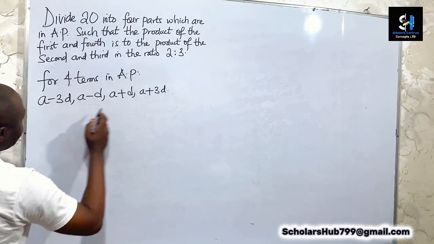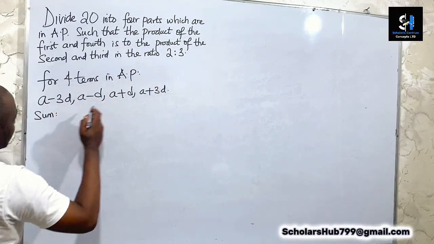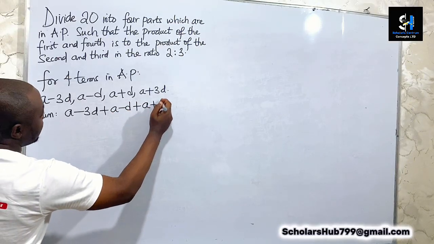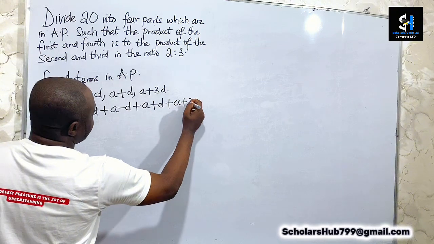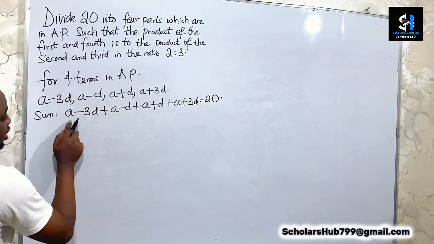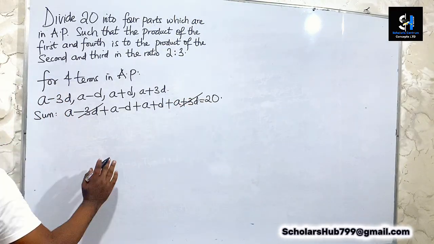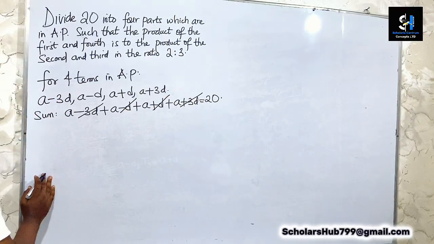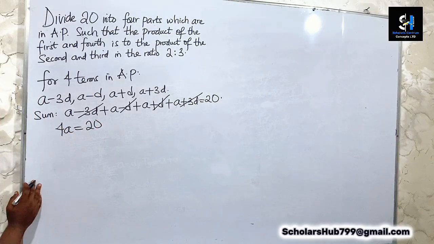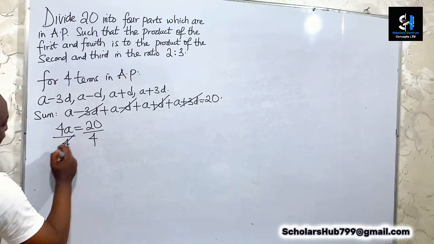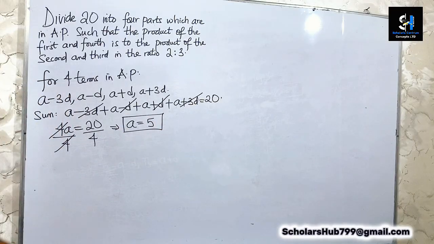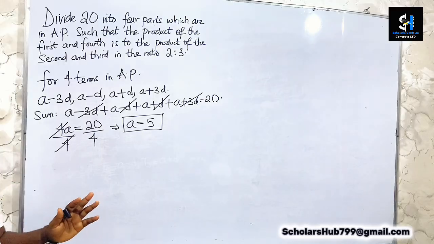All right, so the sum of the 4 terms will be a minus 3d plus a minus d plus a plus d plus a plus 3d, which equals 20. So now we know that negative 3d plus 3d will be 0. Negative d plus d will be 0. A plus a plus a plus a is 4a, and this equals 20. Dividing both sides by 4, we get a equals 5. So the value of a in this case is 5.